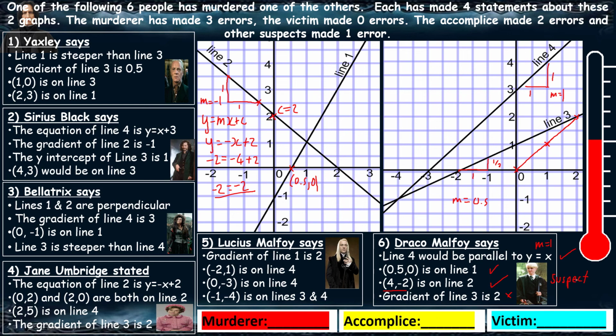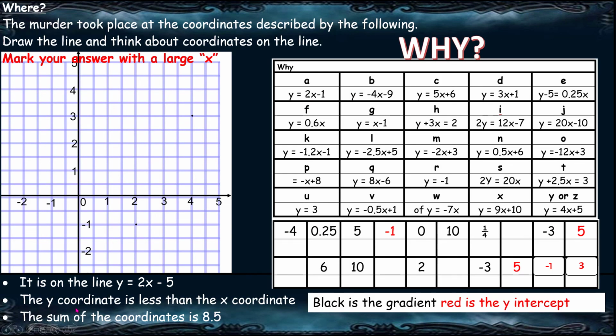Right guys, hopefully you can give those all a go and send me your answers to who the murderer, accomplice and victim is. Go for each one. It does really practice your skills, and we're going to move on. So, read it. You just need to read the instructions.